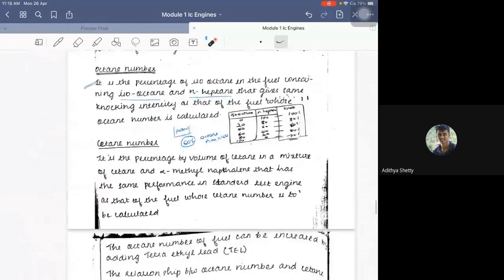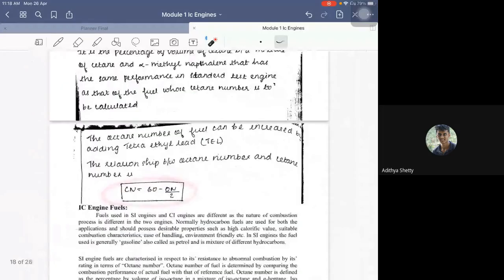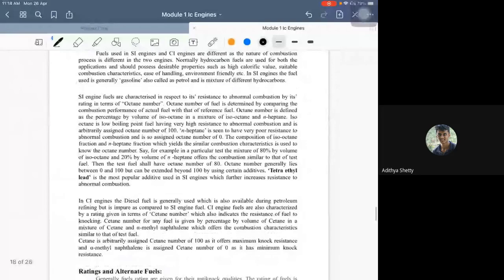And this is the relationship between the octane number and the cetane number: cetane number is equal to (60 minus octane number) divided by 2. Just note down this value also. Engine fuels and all those topics, you'll look at in the next class. It's already been late.